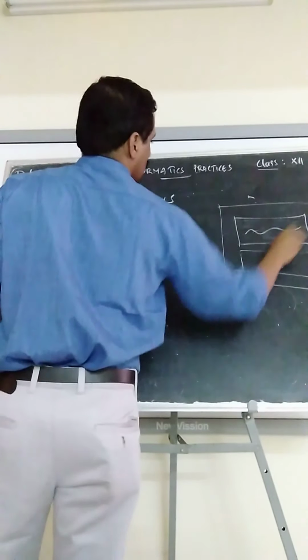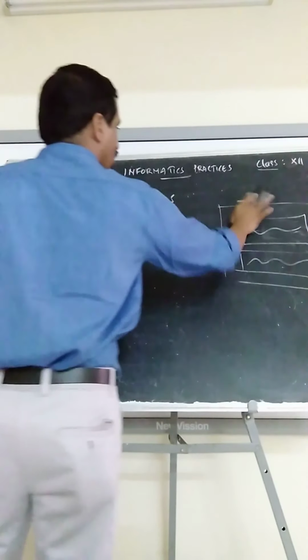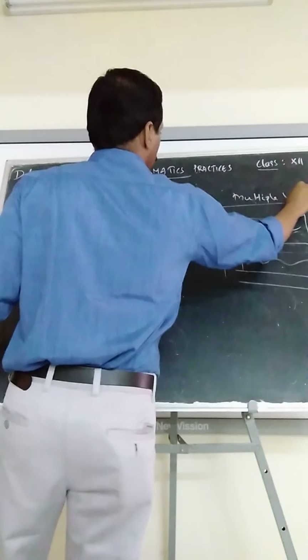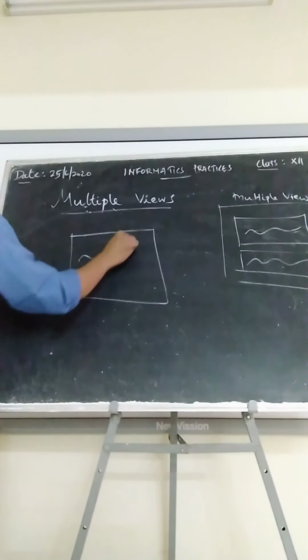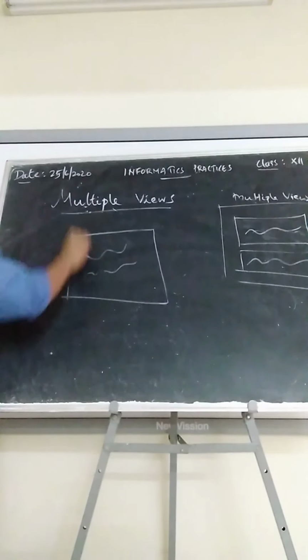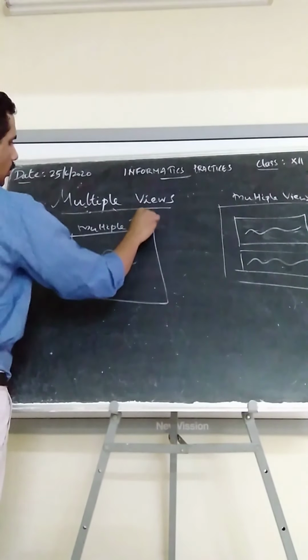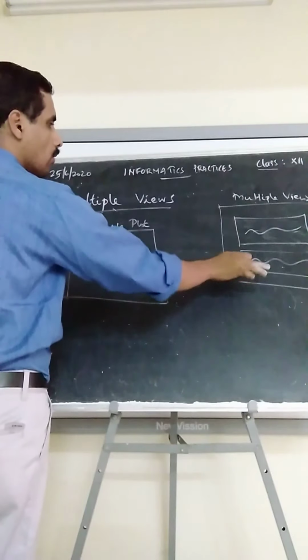So this is one graph, one line, and this is another line. They will be in one window. So this is called multiple view. And multiple plot means only one window, one plot, one grid, where you will find two lines. This is called multiple plot. Last class we discussed how to do multiple plot with line chart, and now we are learning how to make multiple view in line chart.